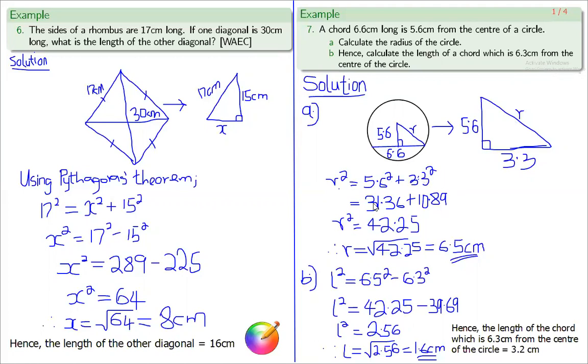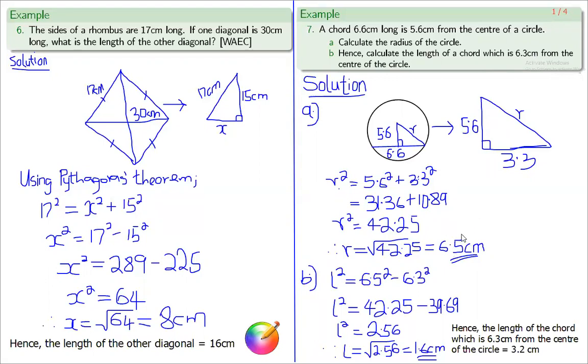Now, r squared is equal to 42.25, the sum of these two. Therefore, r is equal to the square root of 42.25, which is equal to 6.5 centimeters. So the radius of the circle is 6.5 centimeters. Now, next, the second part says calculate the length of the chord which is 6.3 centimeters away. So in this case, we want to solve for the length of the chord. The length of the chord is unknown, but we solved for the radius.